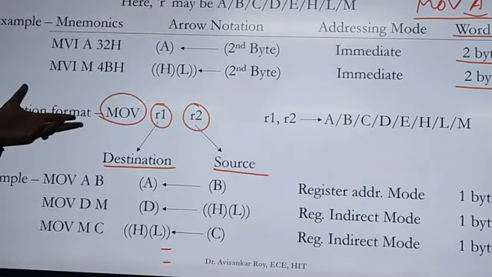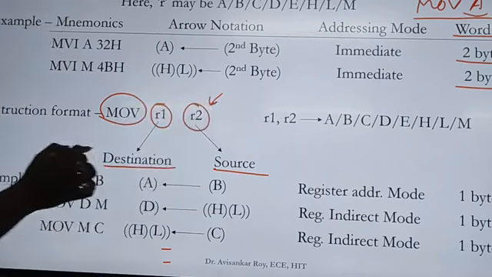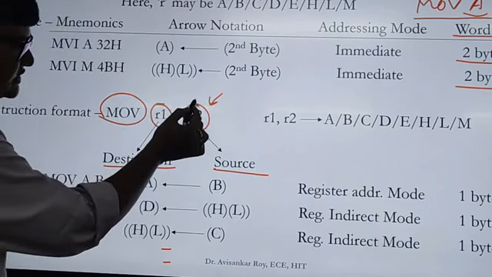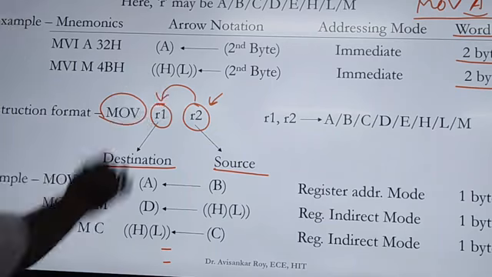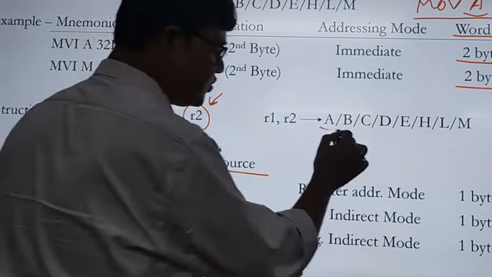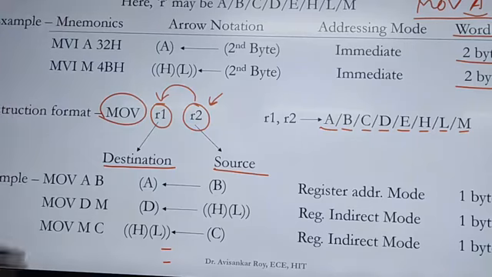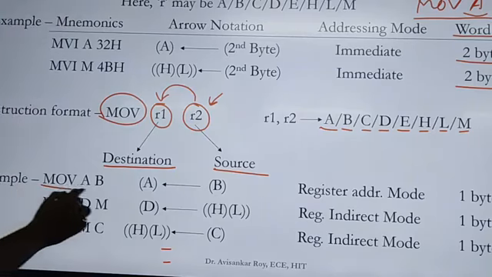What is the function of the move instruction? Very simple. The content of the register defined in the second position, the source register, will move to the destination register. This is copy-paste, not cut-paste. R1 and R2 can be the accumulator, B, C, D, E, H, L, and M. An example is MOV A, B.